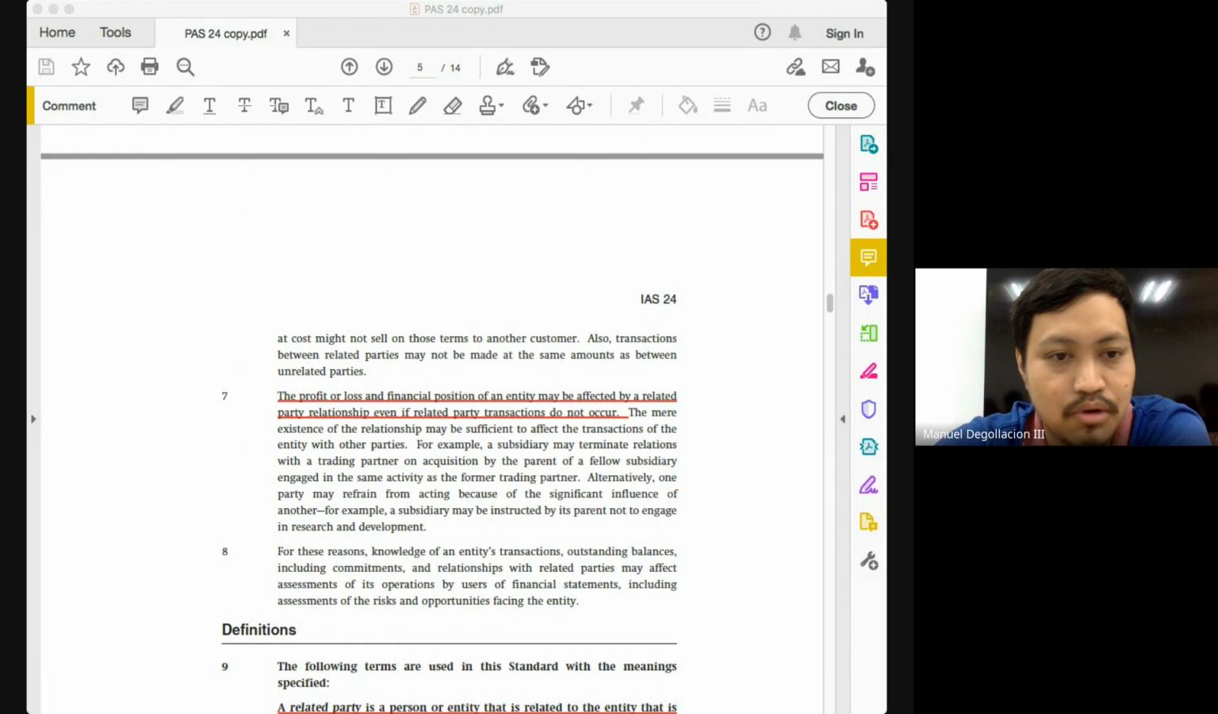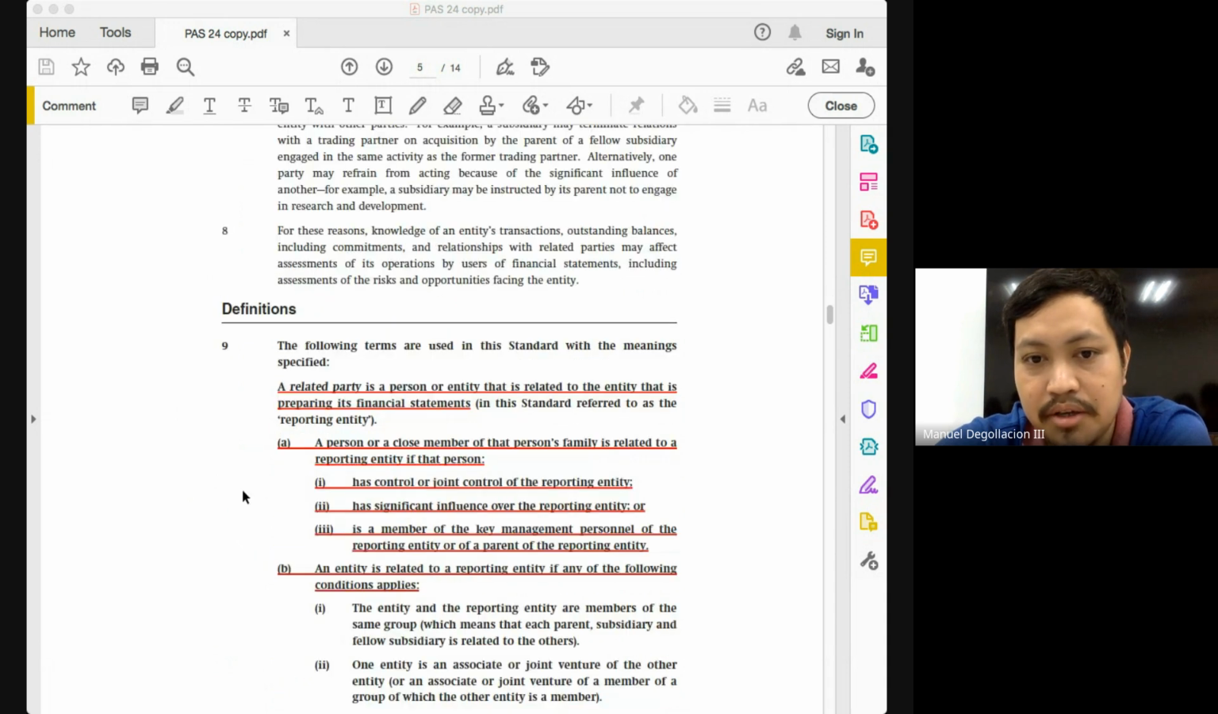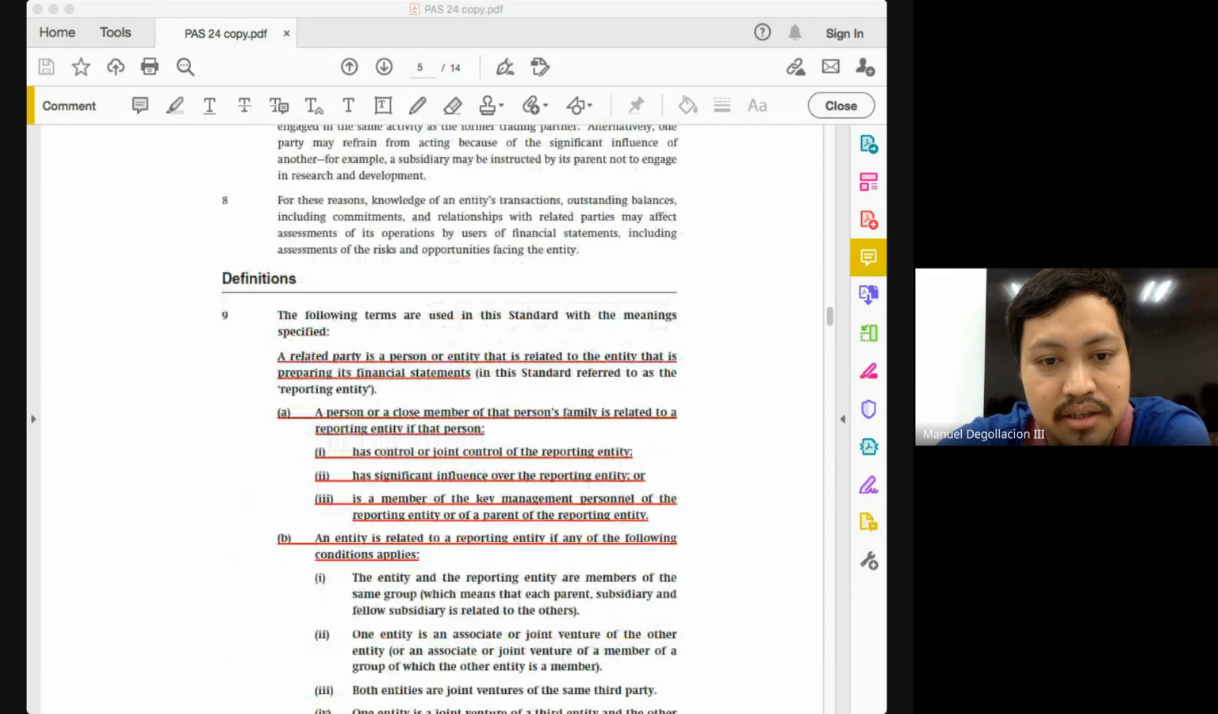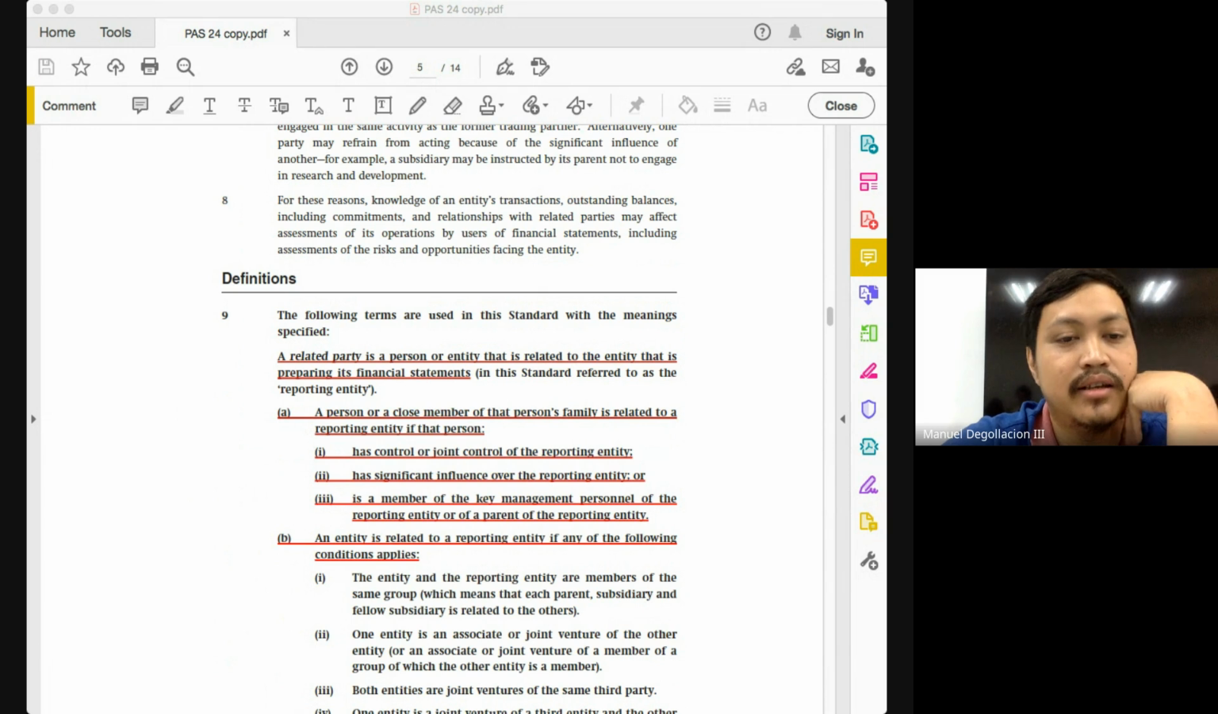Okay, we'll just try to go over the standard for us to be prepared with possible theory questions that can come out in our examinations class. Which leads us now to the definition of terms class. Okay, if a question would be asked, it would almost always be the definition of terms class. Okay, and we start with the definition of a related party. Make sure to observe the definition of a related party class, a related party transaction, close members of the family, and key management personnel.